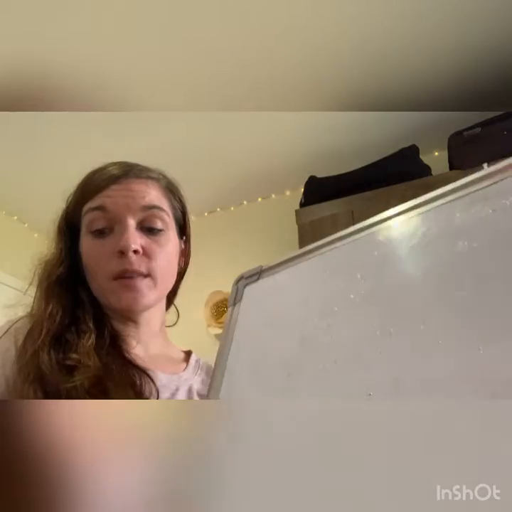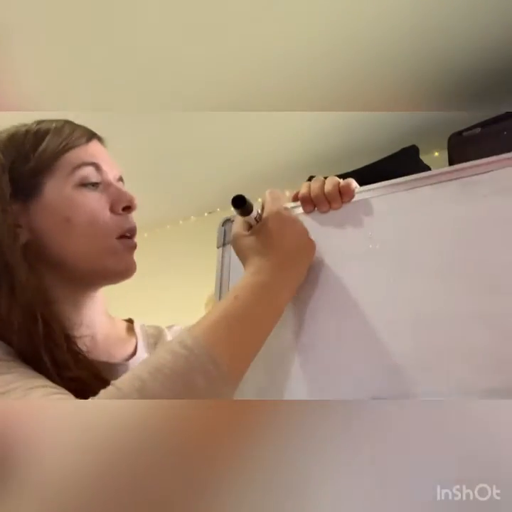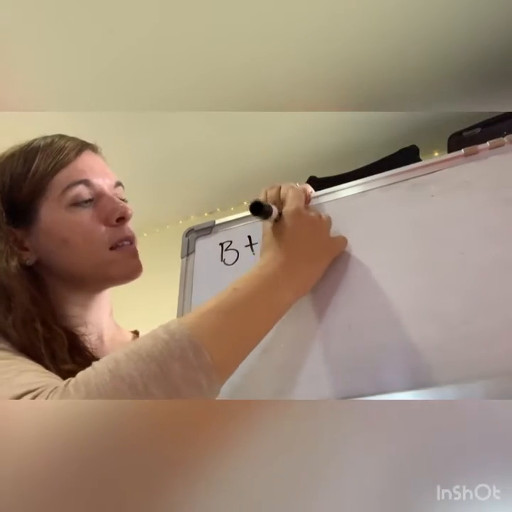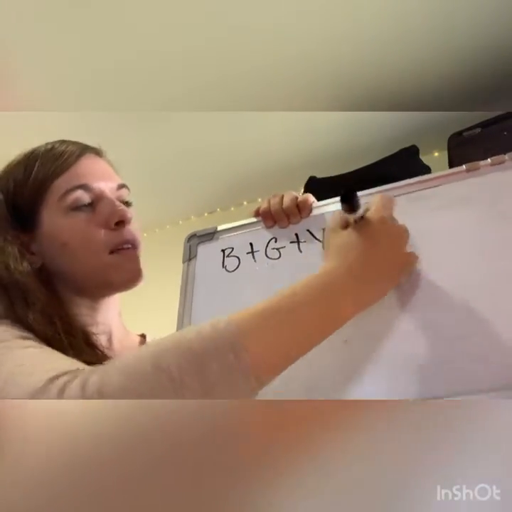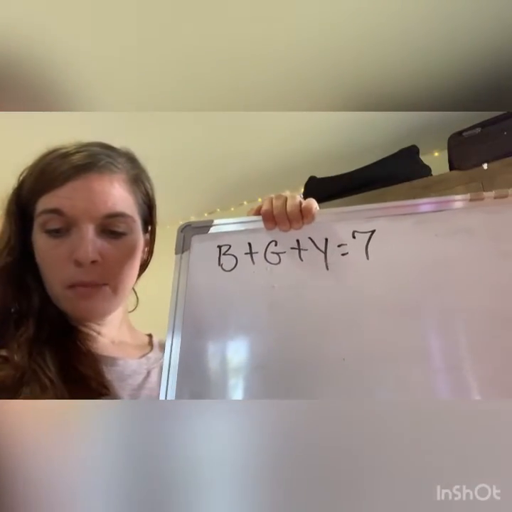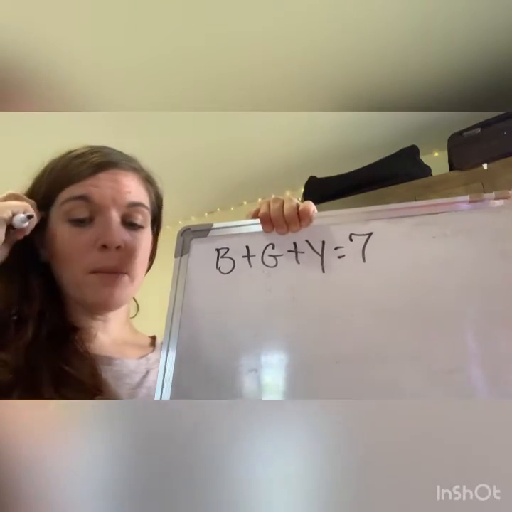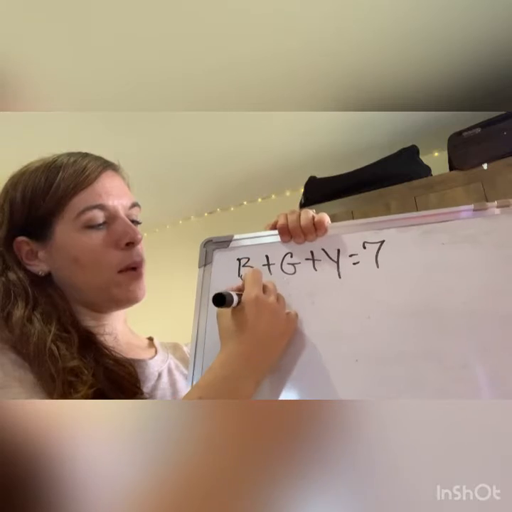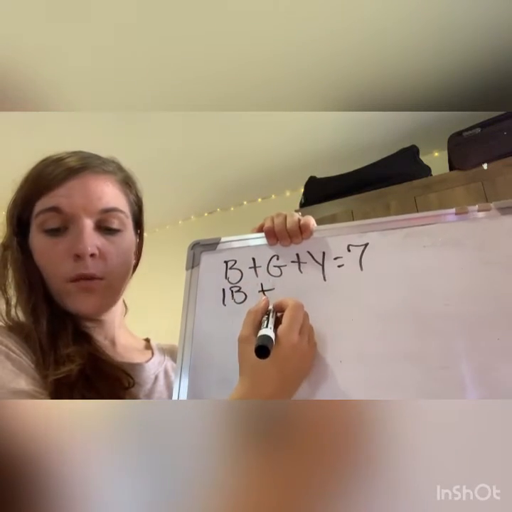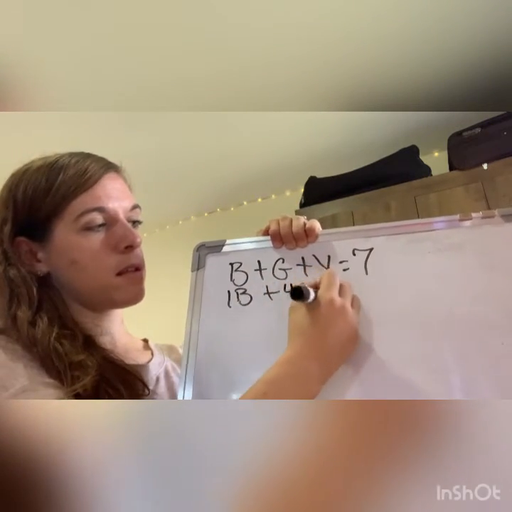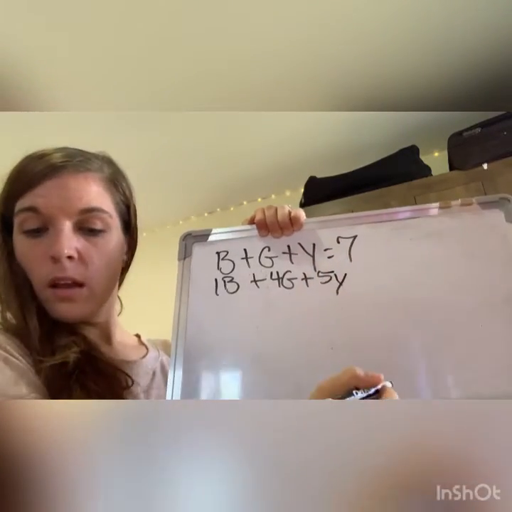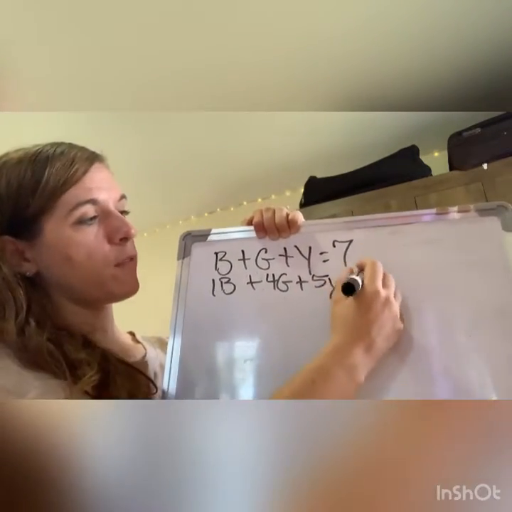The total number of blues, greens, and yellows in the pot was 7. Okay, here we go. Blues, plus greens plus yellows equals 7, right? The blues weighed 1 pound each. Okay, this is our value. 1 pound for the blues, 4 pounds for the greens, and 5 pounds for the yellows. The total weight was 25.